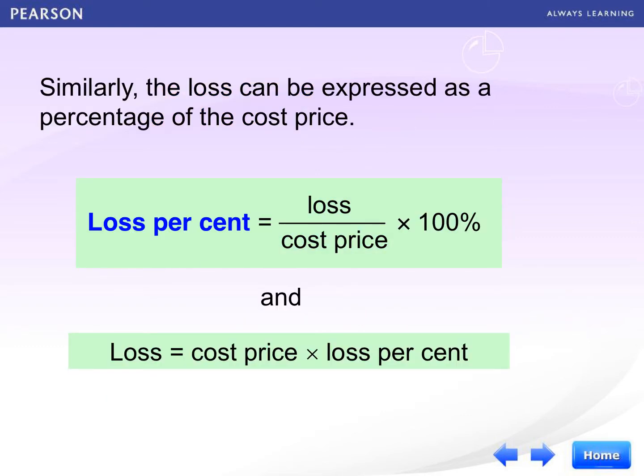Similarly, the loss can be expressed as a percentage of the cost price. We can say that loss percent is equal to the loss over cost price times 100%. Also, loss is equal to the cost price times the loss percent.